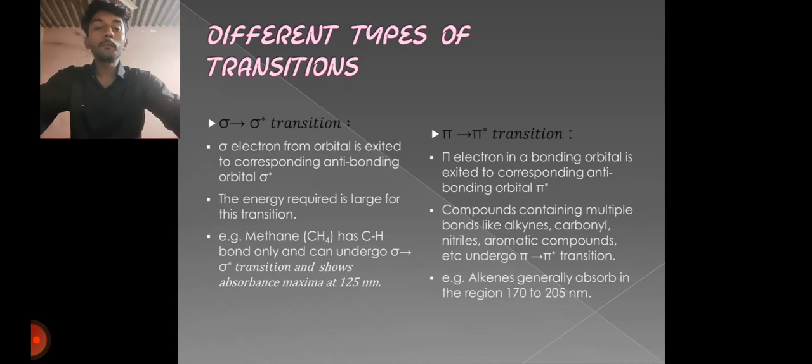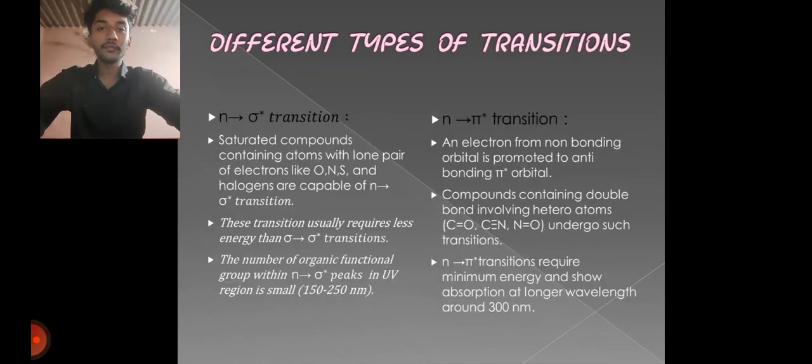Coming to the pi to pi star transition, a pi electron in a bonding orbital is excited to the corresponding anti-bonding orbital pi star. Compounds containing multiple bonds like alkenes, carbonyls, nitriles, aromatic compounds, etc. undergo pi to pi star transition. For example, alkenes generally absorb in the region 170 to 205 nanometer.